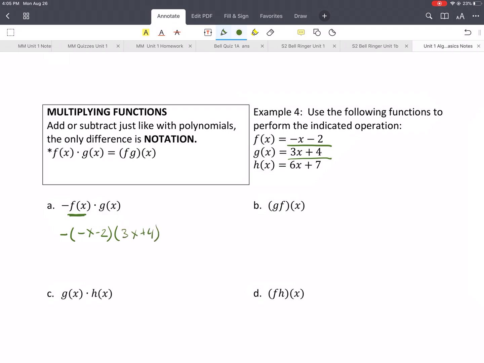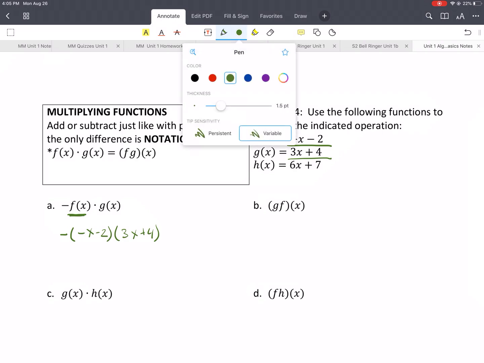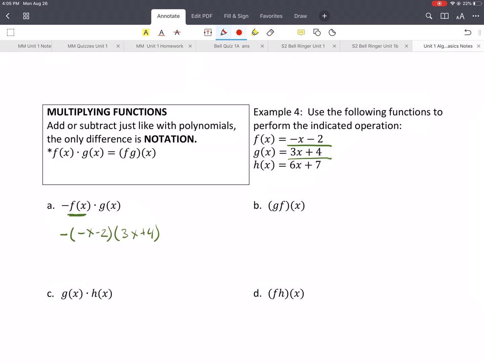Okay, and then you're going to FOIL. Now here we kind of have this negative in the front. You can ignore that and put it in the end, or you can distribute that first. Either way, you'll be fine. The thing is if you distribute this negative, you only distribute it to the first polynomial. You don't distribute to both polynomials.